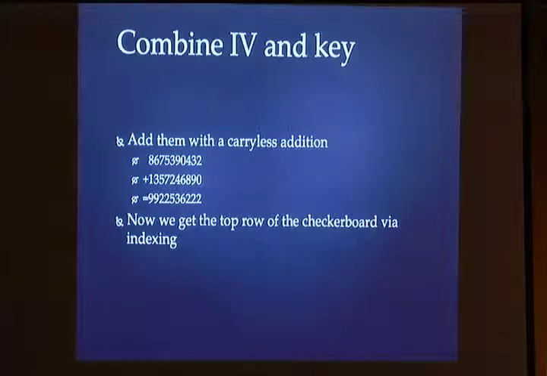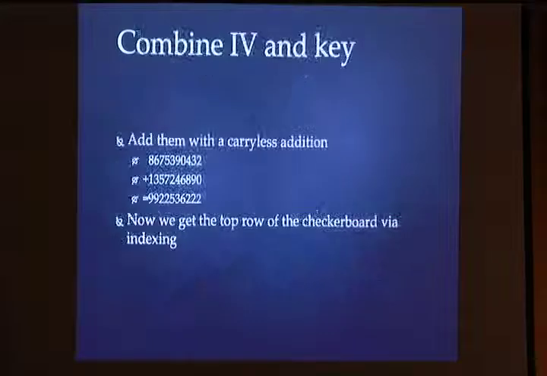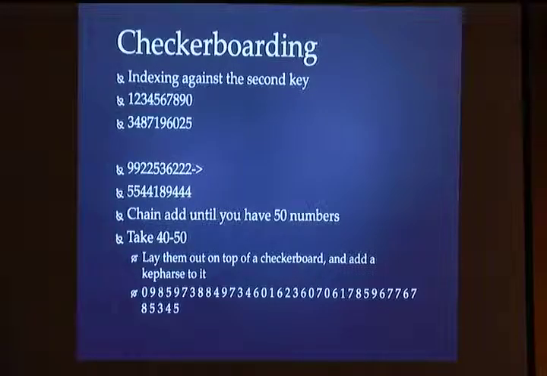Now we get into checkerboarding. So this is where it starts getting weird. First, we index against the second key. All the way back, we had the 348 number, which is Benjamin AG. And so 1 goes to 3, 2 goes to 4, 3 goes to 8, and our number 99225322, which was our IV, our key combined with our IV, then transports to 5544189444. So does anyone understand what I just said?